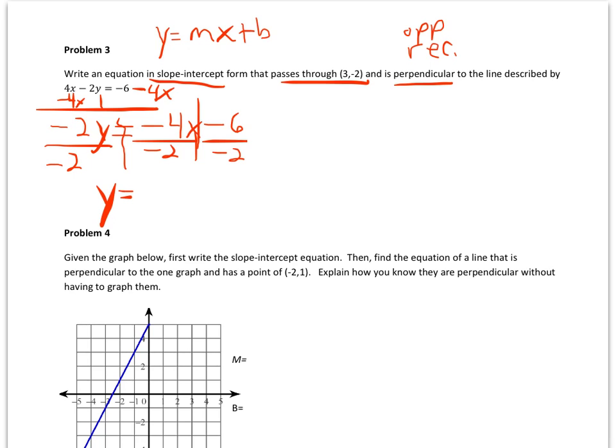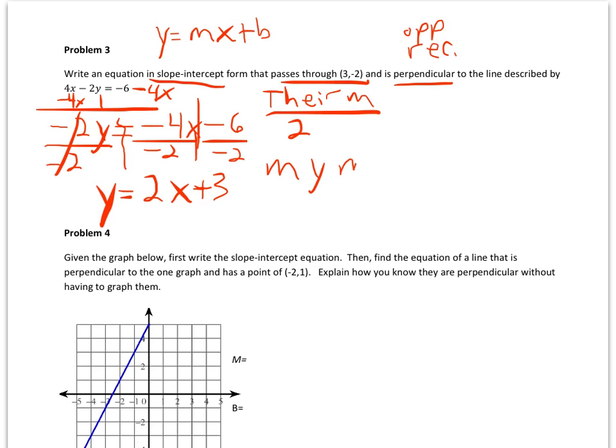So y is equal to, because that cancels, negative over negative is a positive 2x. Negative over negative is a positive 3. Okay, so now I know their m, right? Their m is 2. So what do I know about my m?